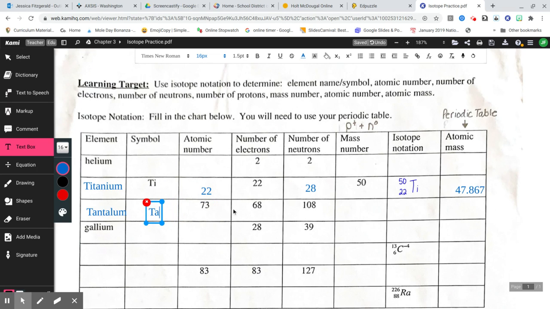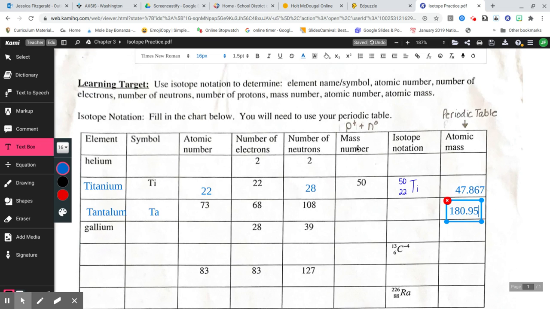We said the atomic number was 73. Notice this time your number of electrons and your number of protons are not the same, so we're working with an ion. The atomic mass, let's go on and add it real quick, is 180.95. So we're just going to put down first the information that we can find looking at the periodic table.